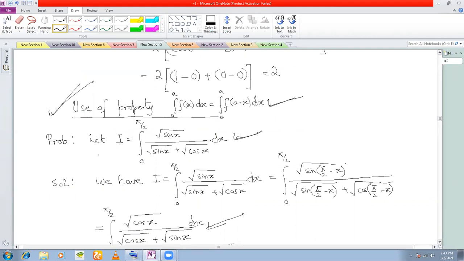This property is very similar to this property, except that I have the lower limit as a and the upper limit as b. Understood? Here the limits were what? 0 to a, right? But here, in this last property, a to b are the limits. And here, instead of a, you have a plus b, right? That is the only difference between these two properties. Understood? So it is very similar to this property.